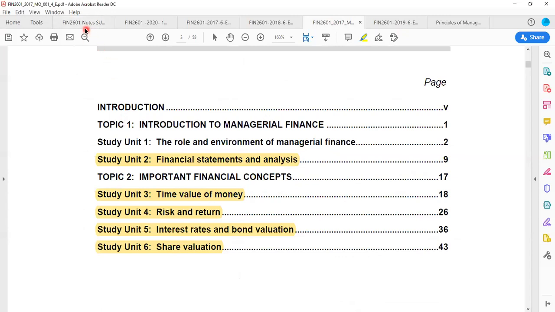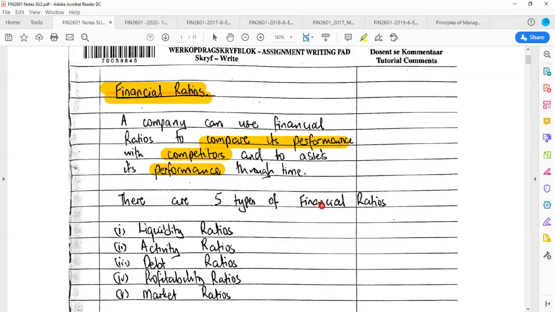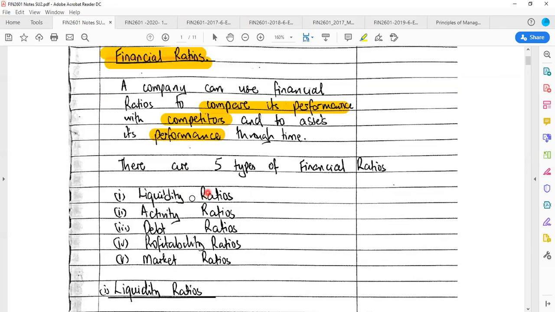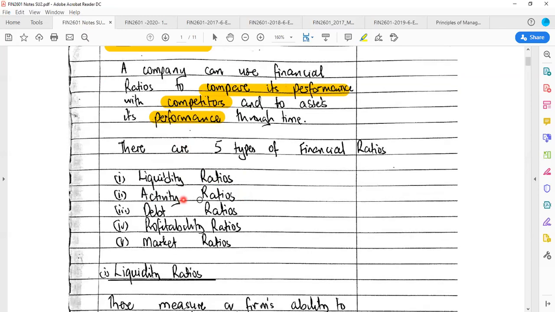So we use financial ratios to analyze financial statements. There are 5 types of financial ratios that we can use to make analysis. We have what we call the liquidity ratios. We can use these to analyze company performance and how a company has been performing through time. We have activity ratios. We have debt ratios, profitability ratios, and market ratios.